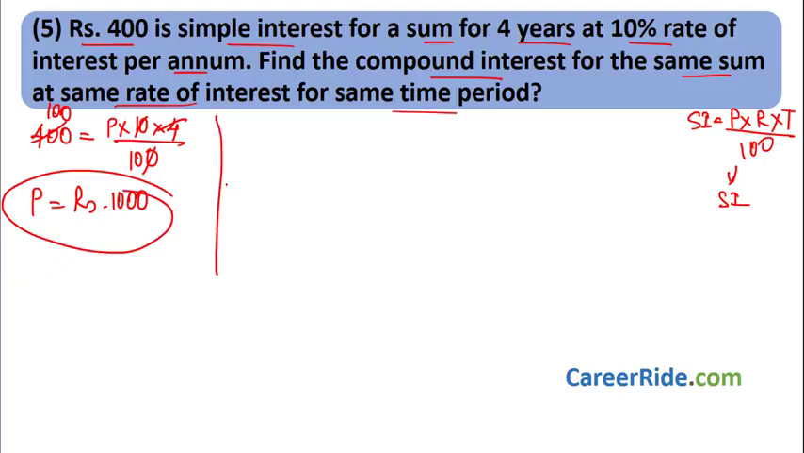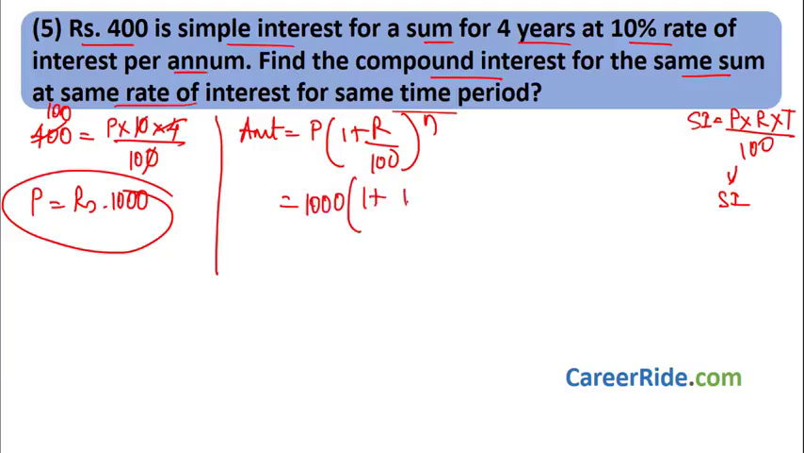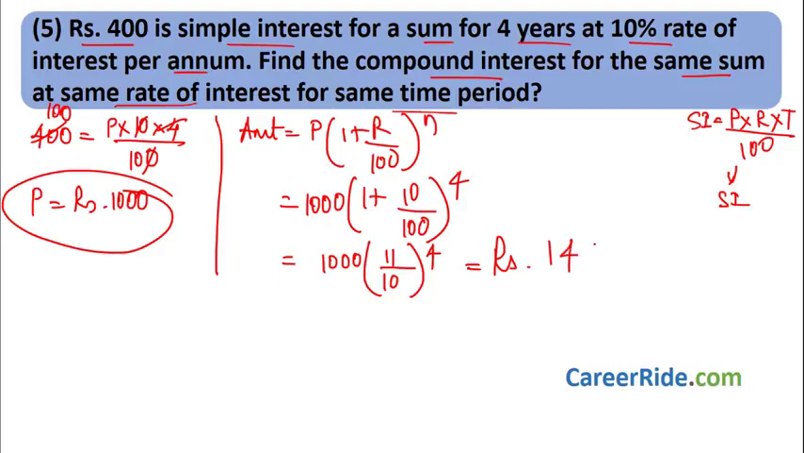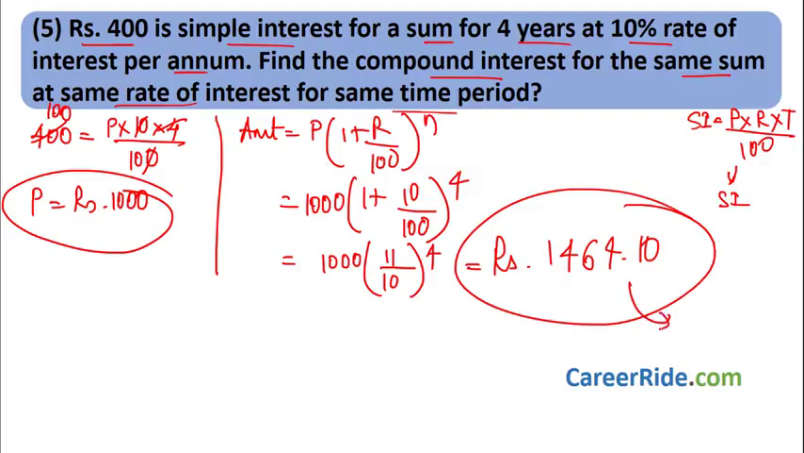What is the formula for compound interest? We know amount is nothing but principal into 1 plus R upon 100 raised to N. 1000 into 1 plus rate of interest is 10% upon 100 raised to 4, that would be 1000 into 11 upon 10 raised to 4. The answer comes out to be 1464.10 rupees. This is the amount which is received after 4 years.